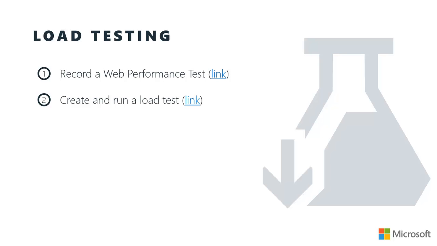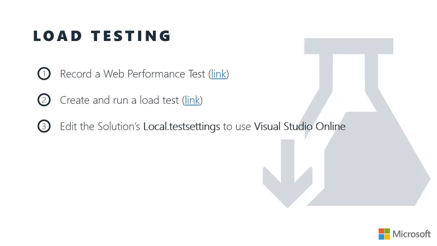Now, the problem with doing that is that it's going to consume my own machine's resources. If I really wanted to stress test that website, I'd want to have a bunch of users hitting that, and I'd have to go set up physical machines on my own network to go act as those testing agents. And that's really where Visual Studio Online comes in.